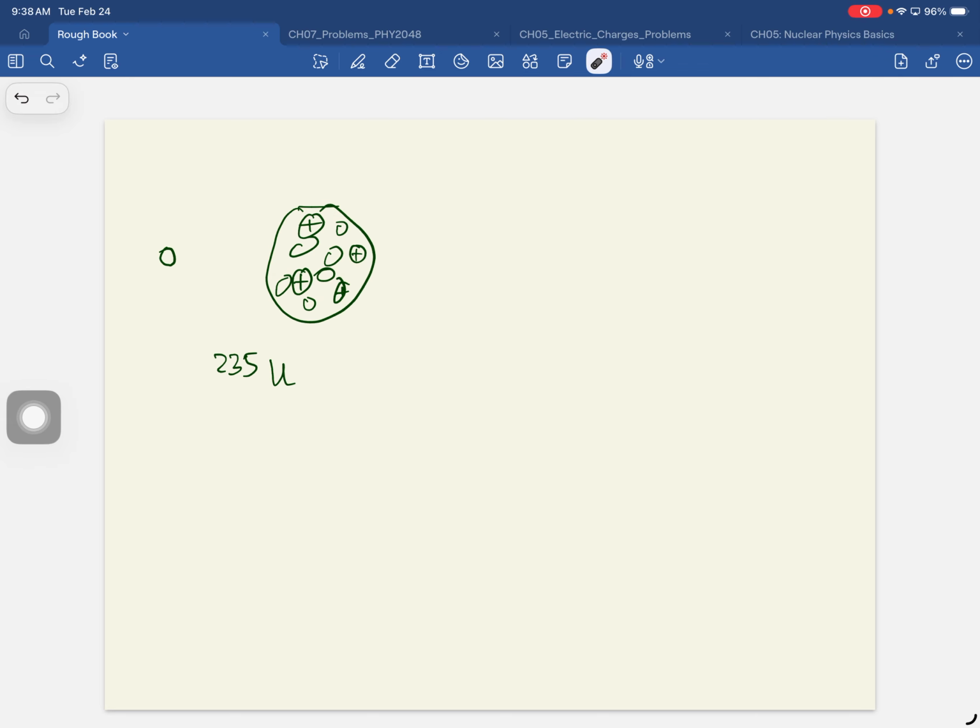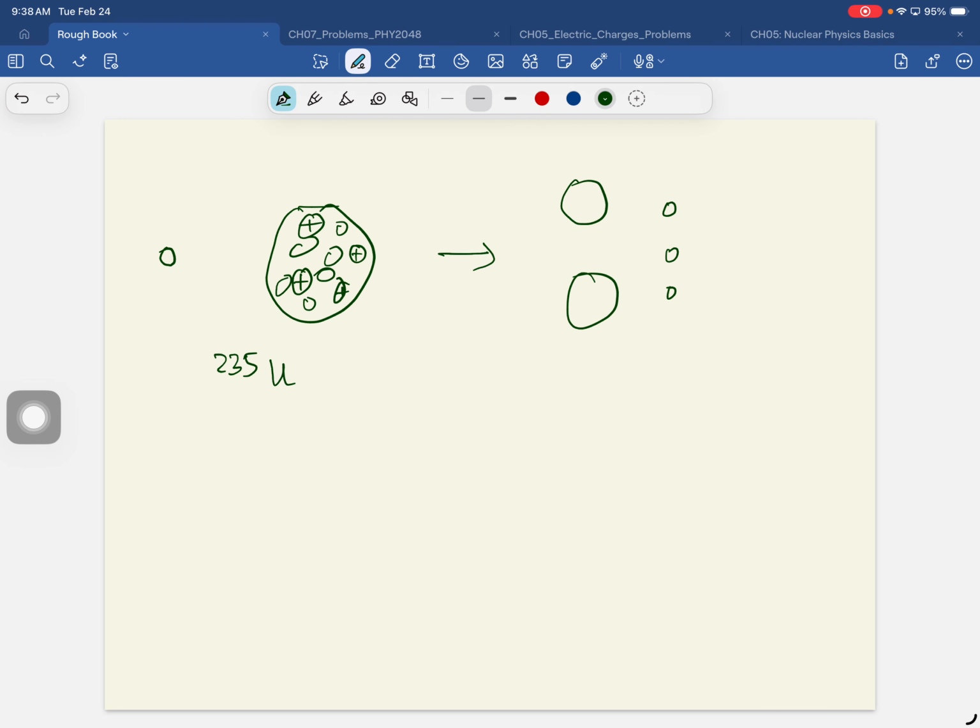Okay, so here we go. This thing gets absorbed, and then it breaks up this nucleus. It breaks it up into two smaller nuclei, and then 3 neutrons.